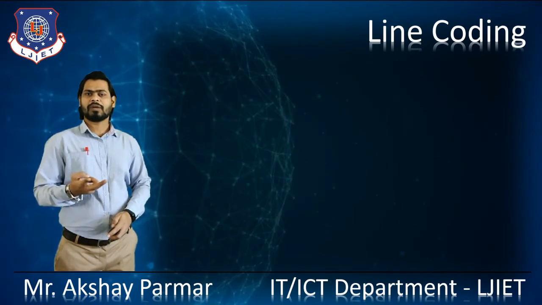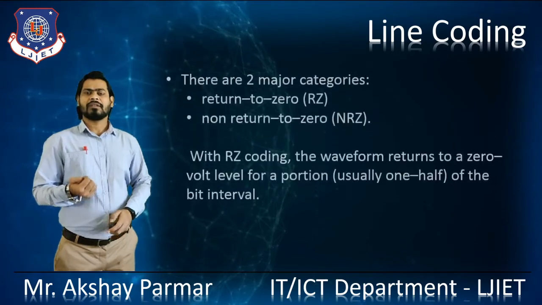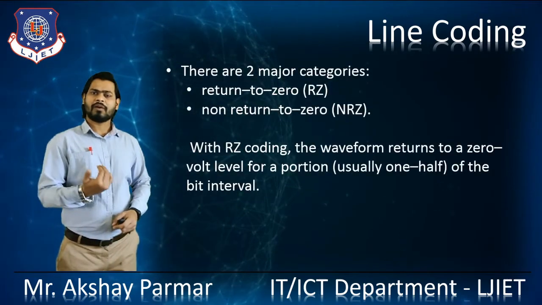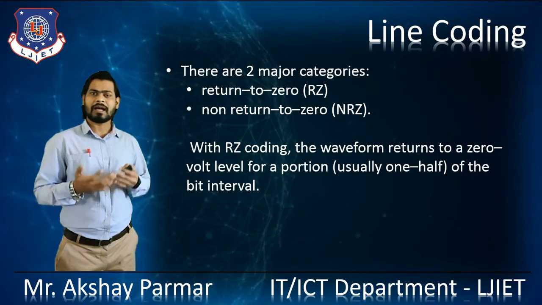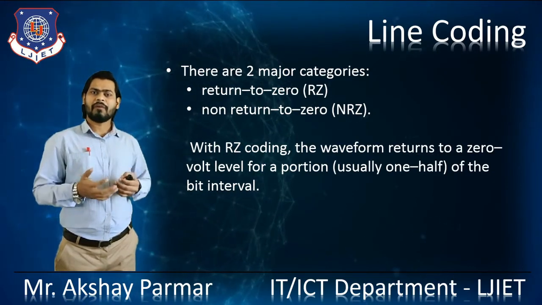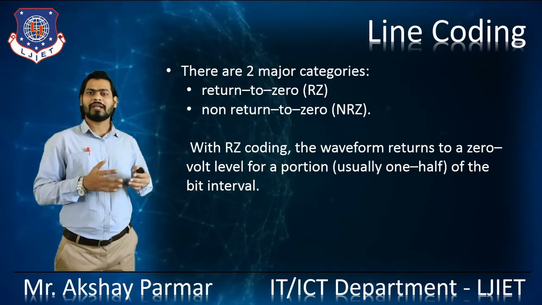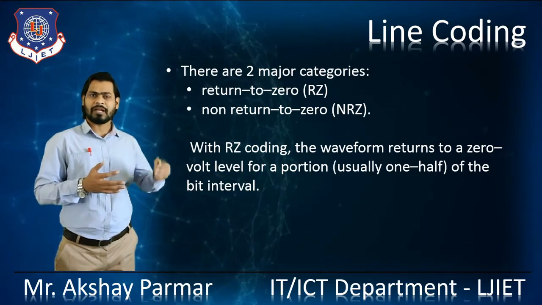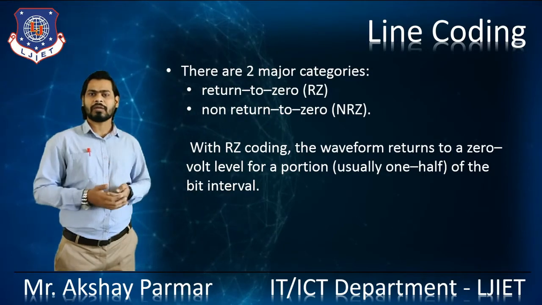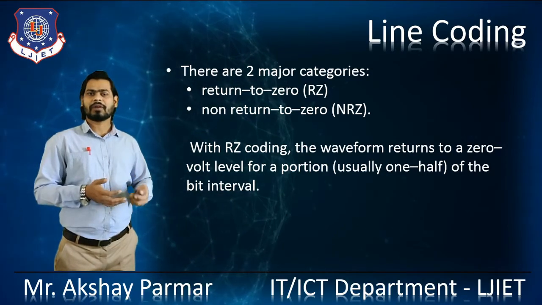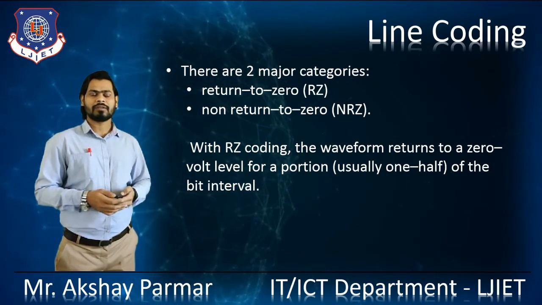There are majorly two kinds of line coding techniques: return to zero and non-return to zero. With return to zero coding, or RZ coding, the waveform returns to the zero volt level at a portion, usually one half, of the bit interval. Whereas in non-return to zero, the waveform does not return to the zero position.